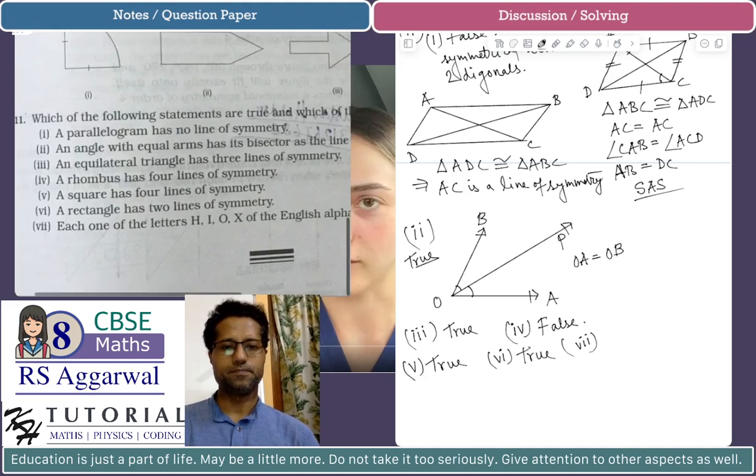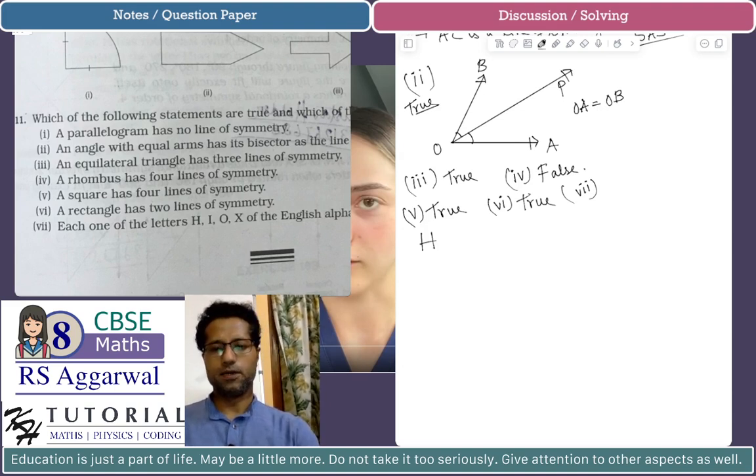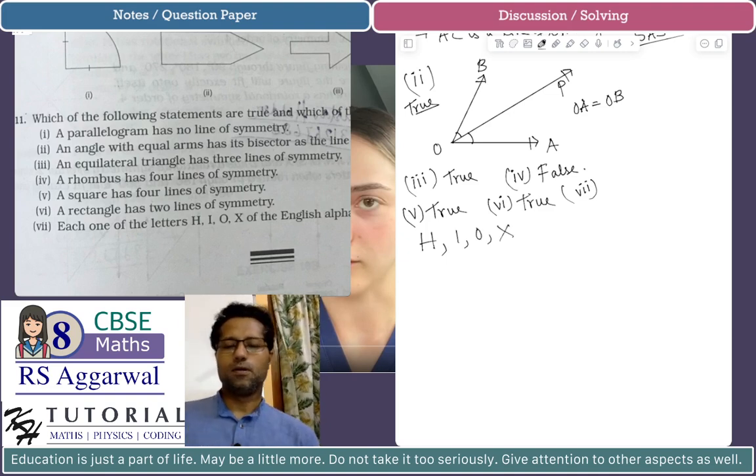of symmetry. 2 lines of symmetry. It is saying that the letters given are H, I, O and X. It is saying that these 4 letters are having 2 lines of symmetry. Now let's see one by one.